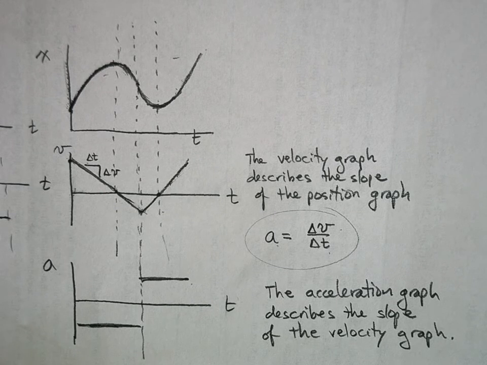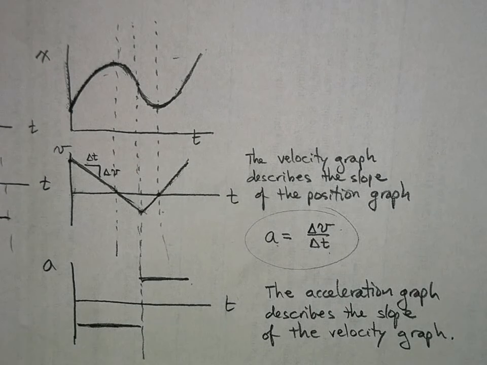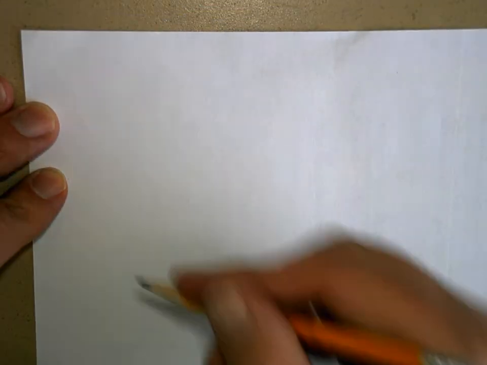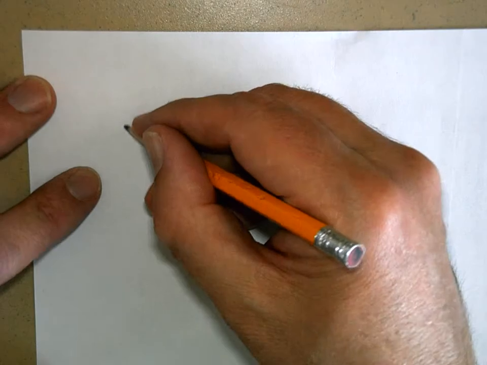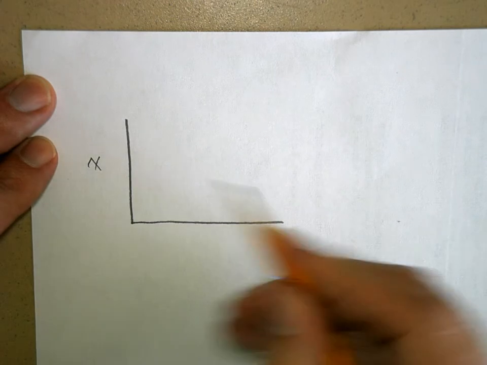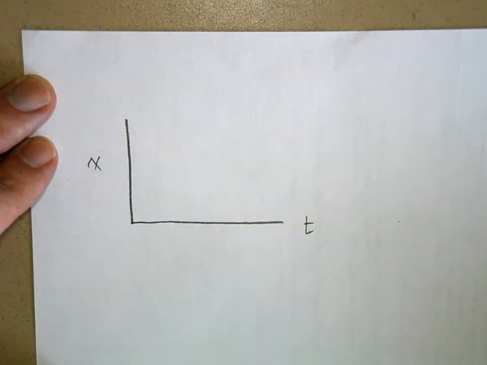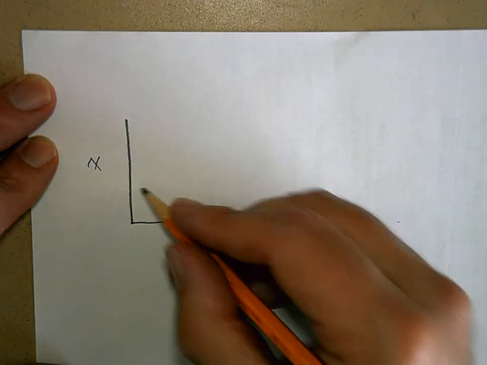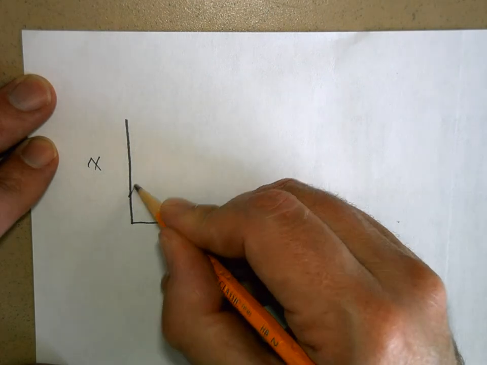All right. Now, let's talk more specifically about instantaneous acceleration, and how we are going to figure that out. So let's take a look at another graph. Position as a function of time. And again, I'm not going to put numbers on here just to save time. But suppose it looks something like this.